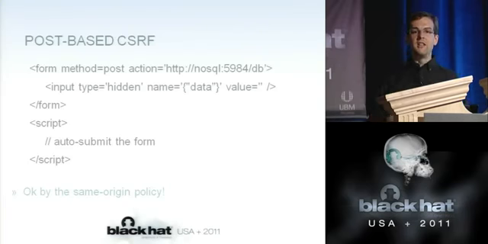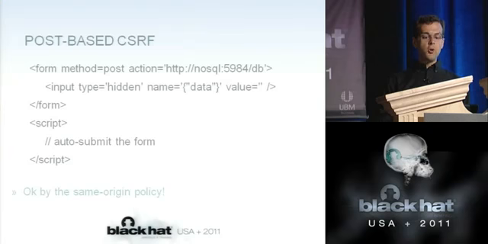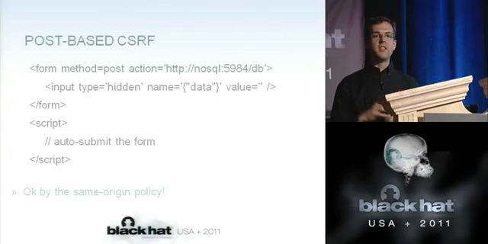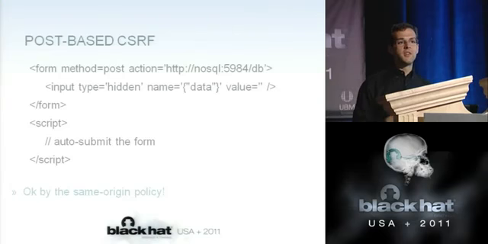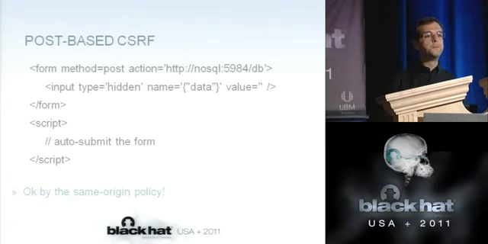I just put the data in the name field, and I use a little bit of script to auto-submit this form. So when you come to this page, your browser is going to make an automatic, silent POST to NoSQL 5984 DB with the data that I specified. And this is fine by the same origin policy. Same origin policy has no problem with this at all. You can make cross-domain POSTs all day long.